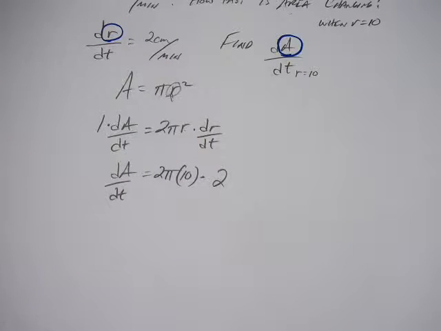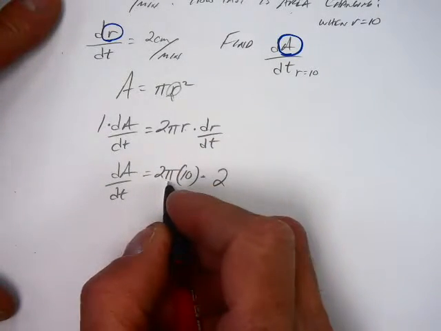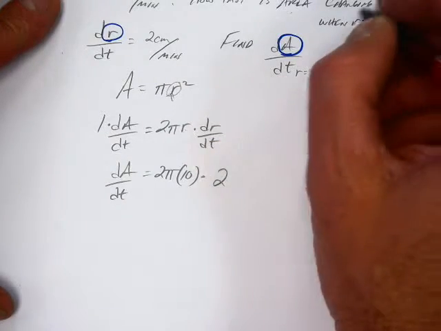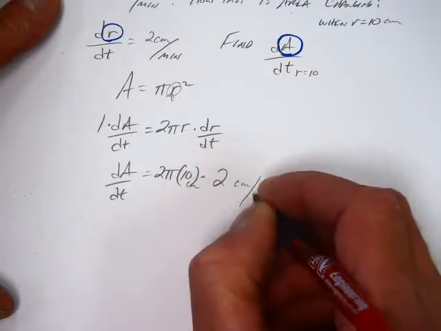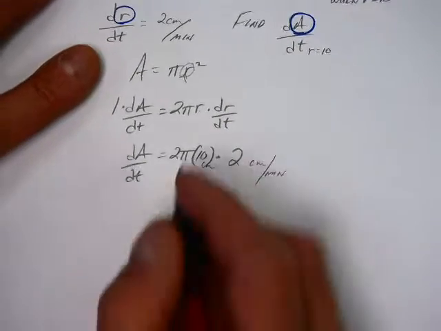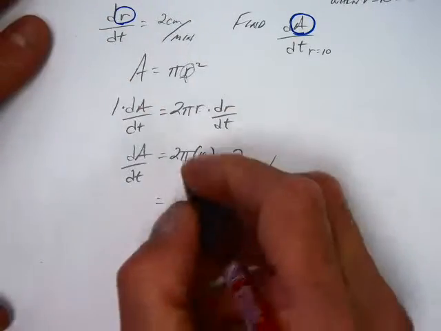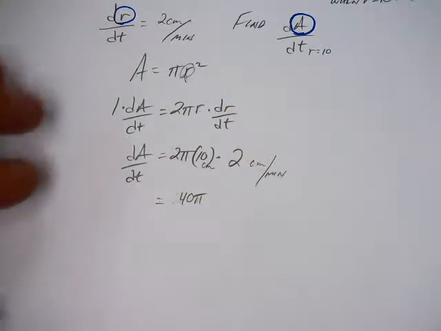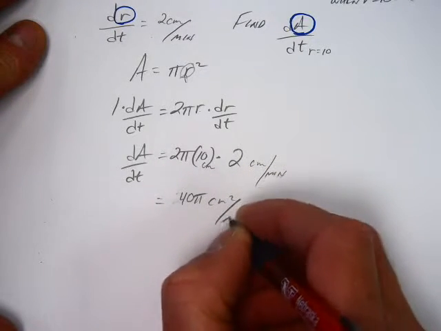Okay. If you wanted to, you could really get concerned about your units in here. So let me just show you this. I don't usually track this as I go through. This would be 2 times pi times 10, let's say centimeters. And this would be centimeters per minute, because that's my 2 centimeters per minute. So when I simplify this, I would get 2 times 2 is 4 times 10, so 40 pi. And now let's look at my units. Centimeters squared per minute.